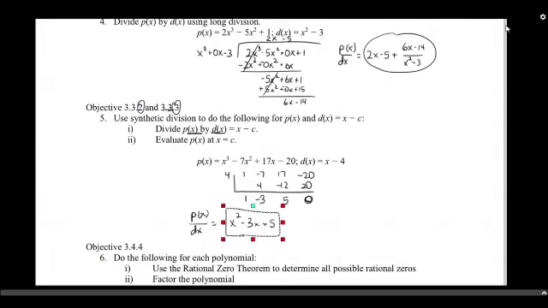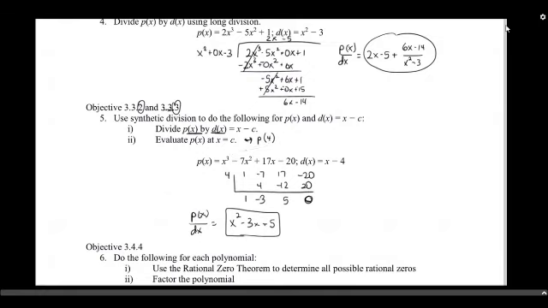Now the second part is to evaluate p of x at x equals c. All that really means, and this is something else you're going to want to remember, is evaluate just means find p of 4. What they're not wanting you to do is just plug 4 in for all the x's. Remember, there's another way to evaluate a polynomial. We learned this in section 3.3. It's called the Remainder Theorem.